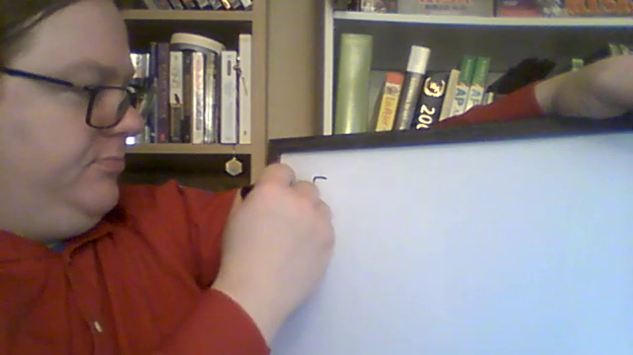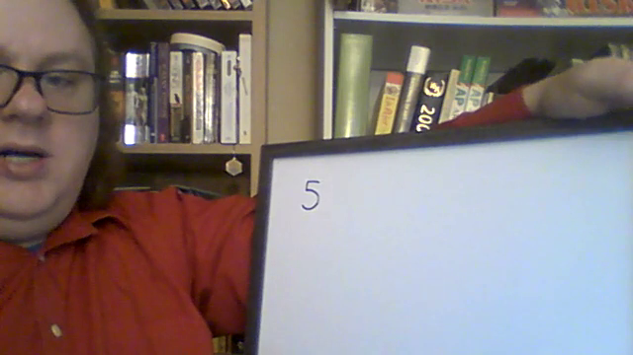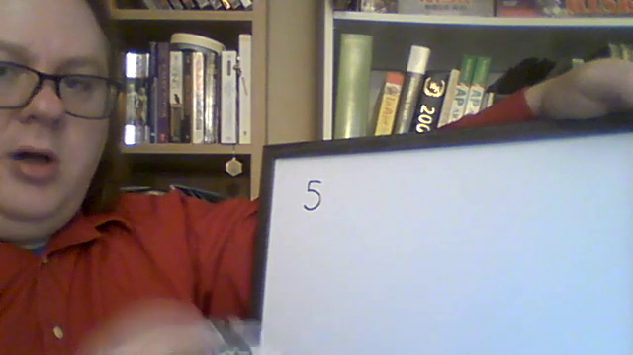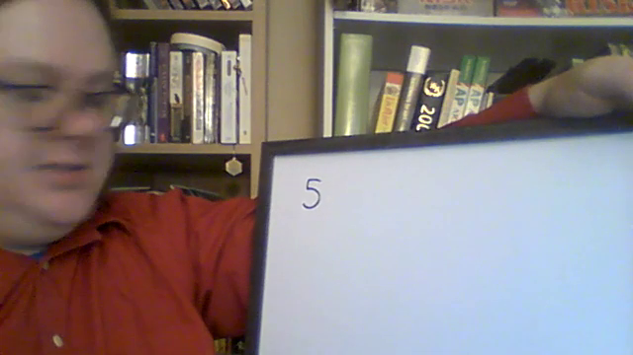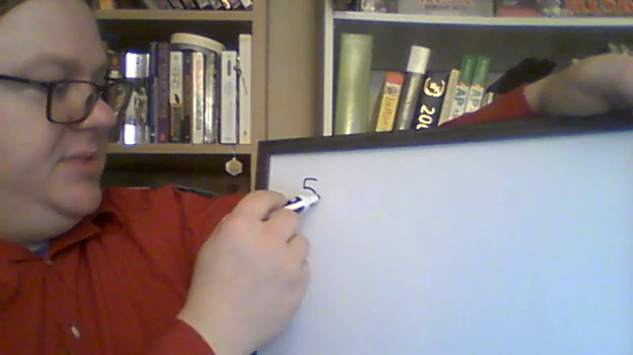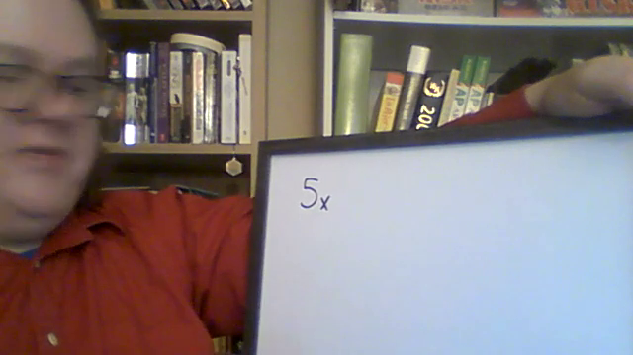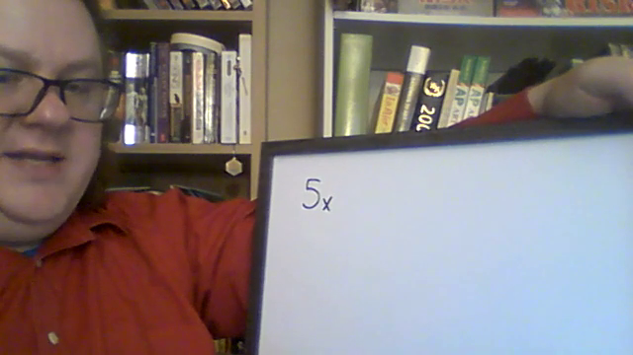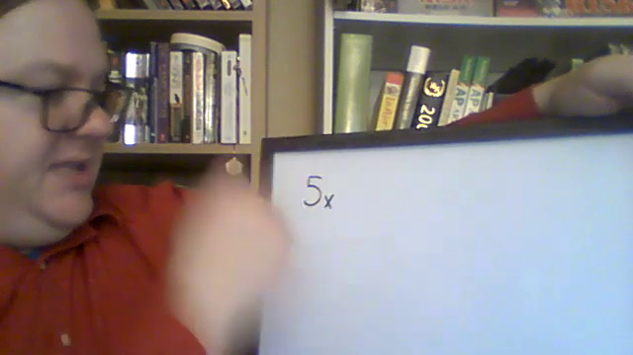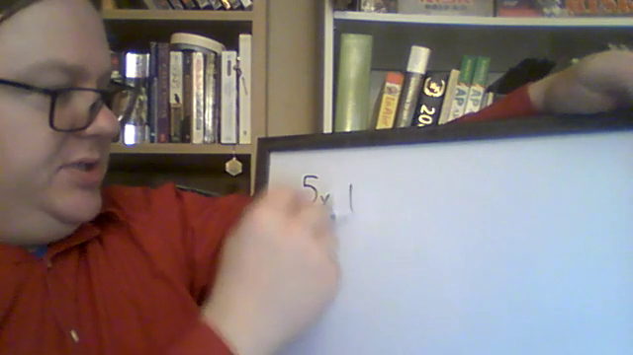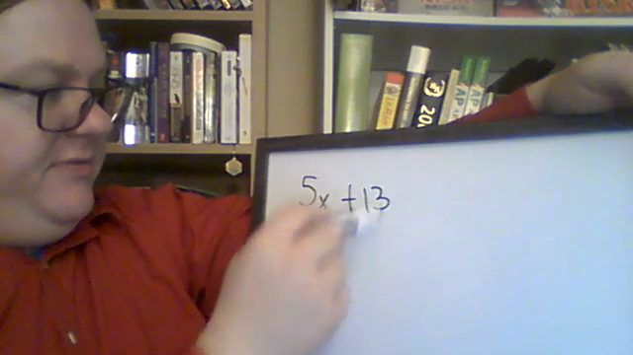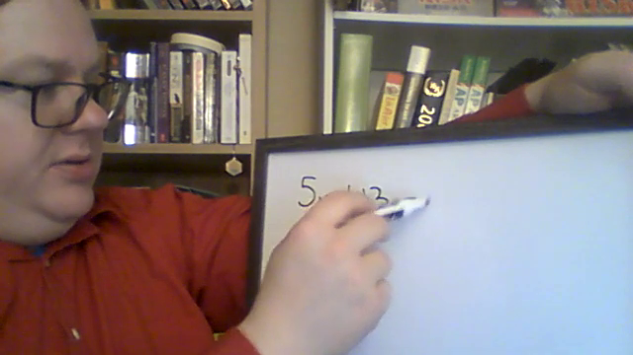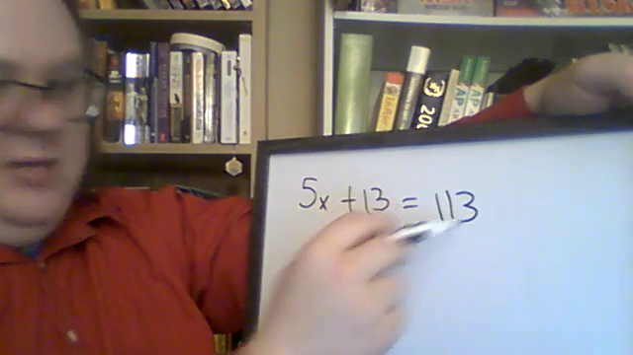Okay, so each ticket costs $5. Our unknown is the number of tickets. So $5 times the unknown, the number of tickets. There's a one-time convenience fee of $13 that's separate from the price. So we're just going to add that by itself. And the total that it comes out to is 113.